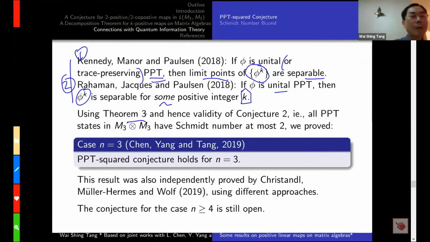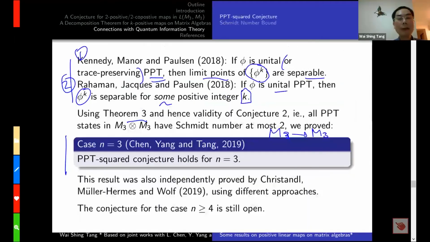Now by making use of the previous theorem, we can show that in the case n equals 2, so from M3 to M3, this conjecture is true. So it means that if phi is PPT, then the composition is separable. This result and many more important results were also proven by Christandl and Ernest and Wu. They have a lot of very substantial results other than just the result for this conjecture. Apparently the conjecture for n bigger than or equal to 4 is still open. I think a lot of people would think that the conjecture will be false when n equals 4, but so far there are no concrete counterexamples.